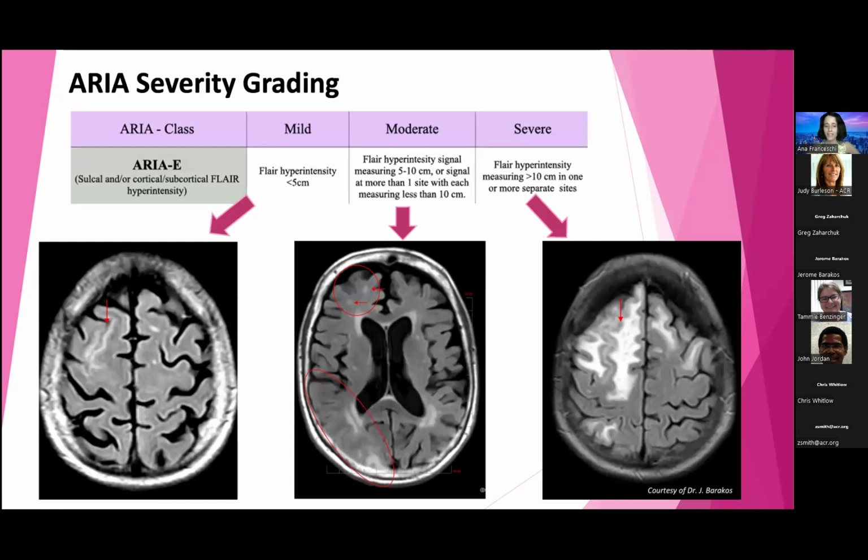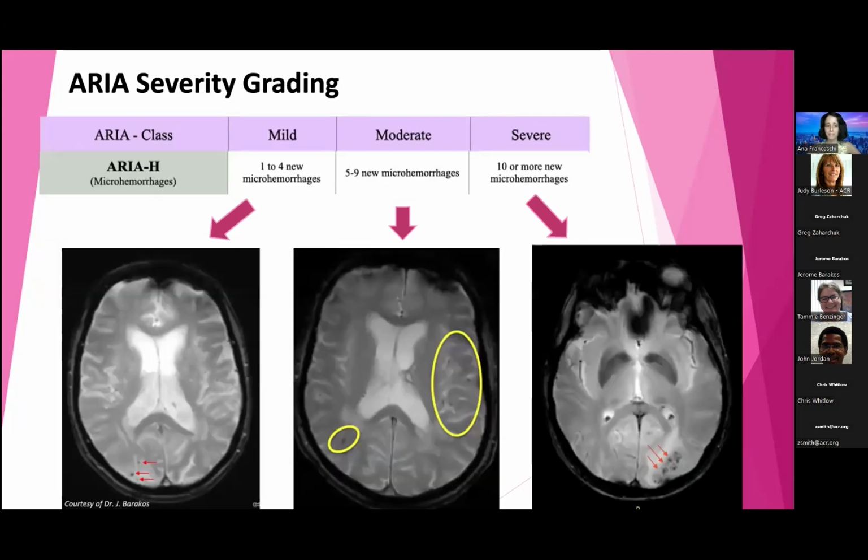Moderate ARIA E, as seen here in the center, is when we have a single site measuring 5 to 10 centimeters, or more than one site, with each site measuring less than 10 centimeters. And then finally, severe ARIA E, as you can see here on the right side, is if we have FLAIR hyperintensity measuring greater than 10 centimeters in one or more separate sites.